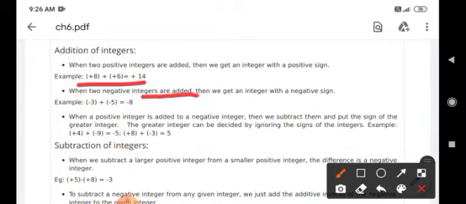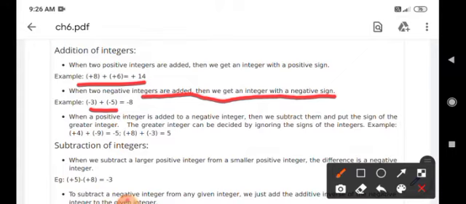Now when two negative integers are added, then we get an integer with a negative sign. For example, -3 plus -5. We add 5 and 3, which is 8, but the sign will be negative. So minus 3 plus minus 5 is equal to minus 8, isn't it? We added both the numbers, 5 and 3 become 8, but the sign will be negative.